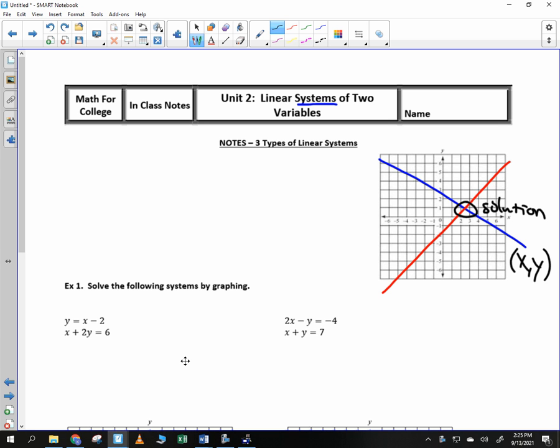Now, when you're given a system of two equations like this or like this, there are three different types of answers you can get. The first one is like that. We call this consistent, and we call it consistent because there's a solution. They intersect. Okay? And since they're different lines, we call them independent lines.